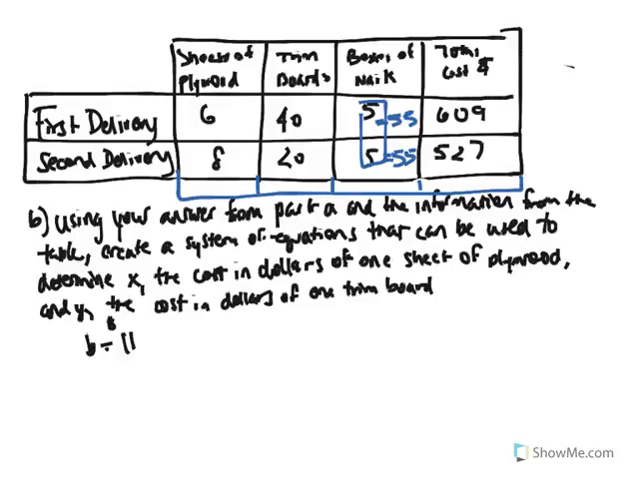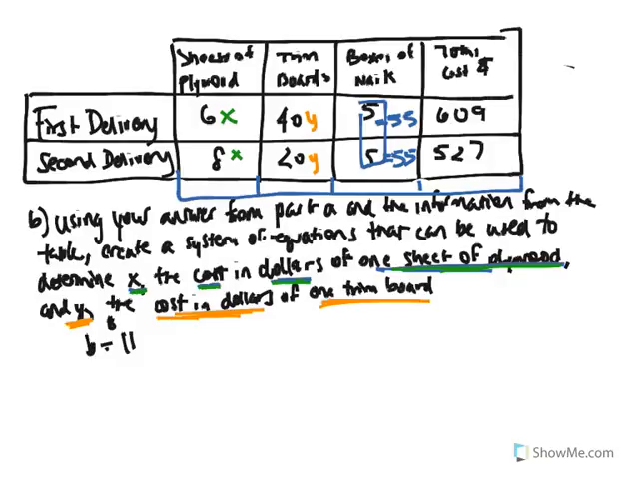let's make sheets of plywood, let that be X, because in the problem it says create a system of equations that can be used to determine X, the cost in dollars of 1 sheet of plywood. Okay, so they give us what X should be. And then Y is the cost in dollars of 1 trim board. So Y is going to be trim boards, and X is going to be sheets of plywood.